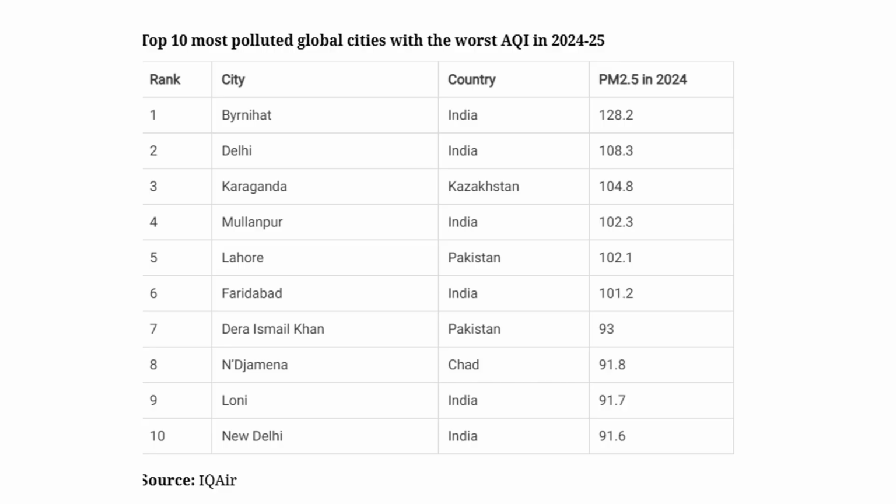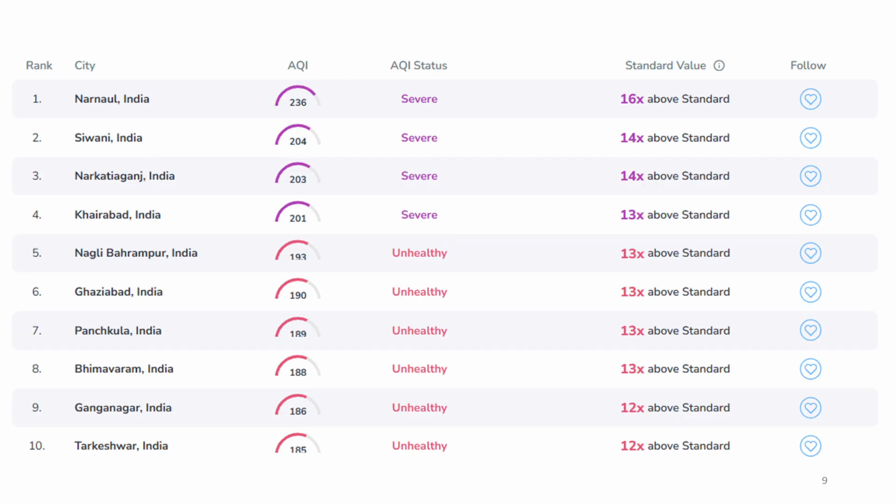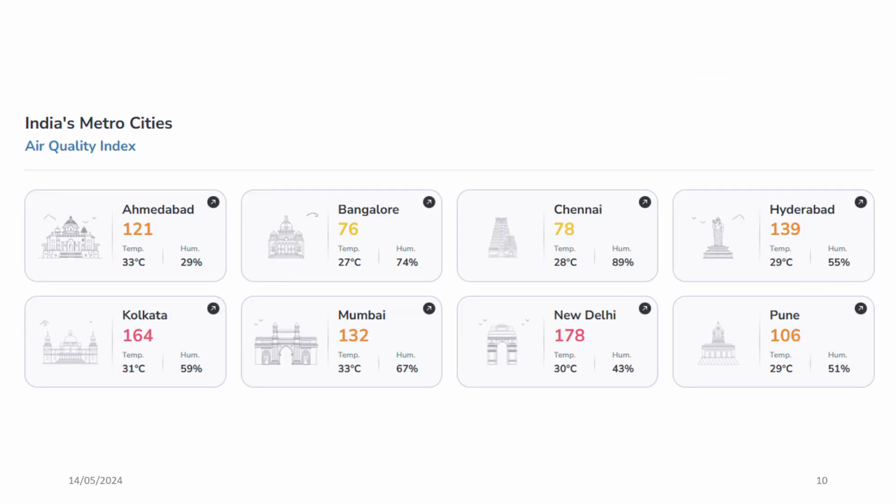Okay, you can imagine how polluted India is. So what are the health impacts you can imagine? Next, these are some of the states or cities we can see that fall under the severe category, and some of them fall under the unhealthy category.